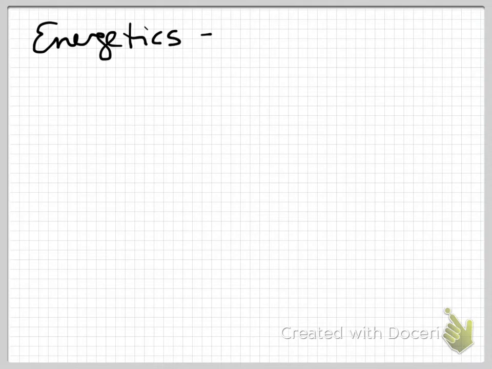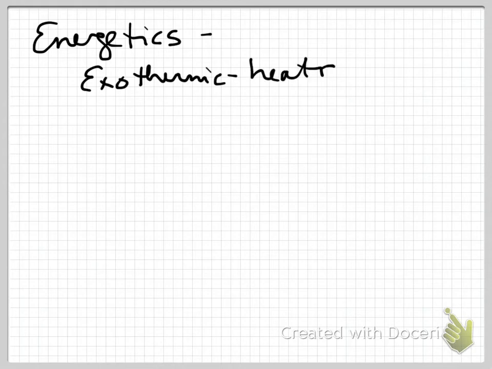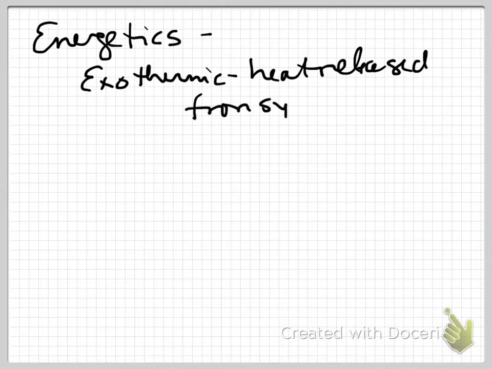Okay, we're going to start with the HL Chem review. Okay, energetics. All right, exothermic: heat is released from the system to the surroundings. And then endothermic: heat is absorbed.